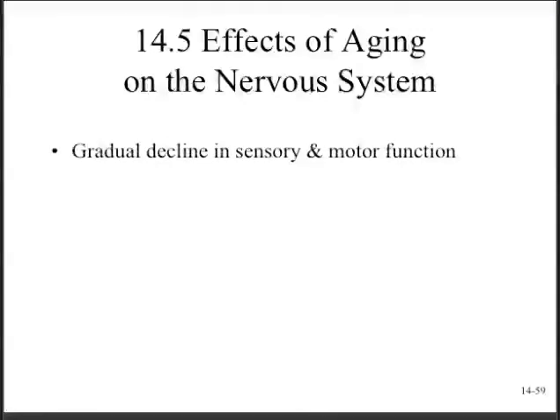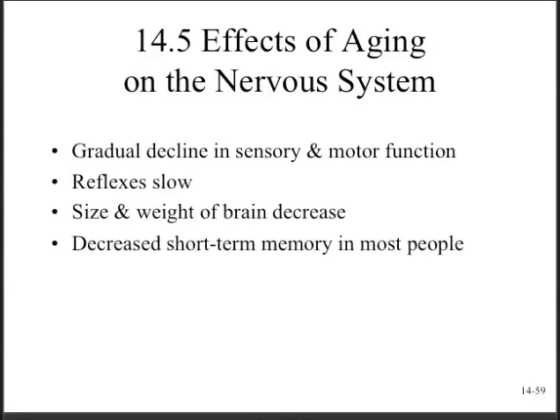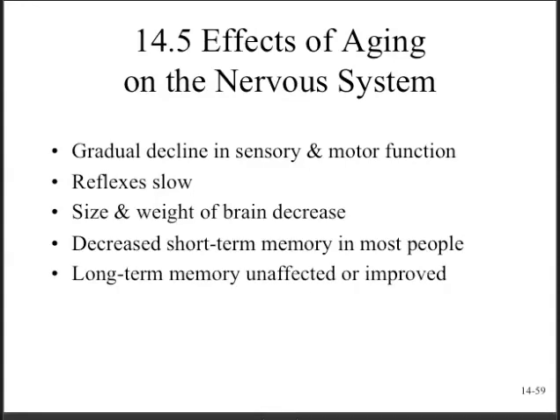Now, as we age, the nervous system does not improve in function. We see a gradual decline in sensory and motor function because neurons die. Reflexes begin to slow, the size and the weight of the brain begin to drop, and we see a decrease in the short-term memory of most individuals, while long-term memory remains unaffected or can sometimes even improve.